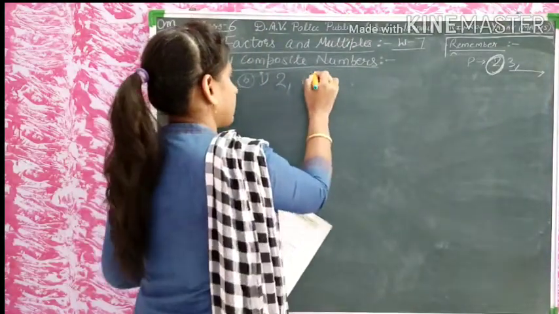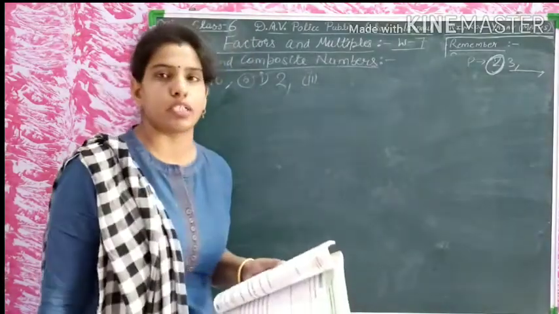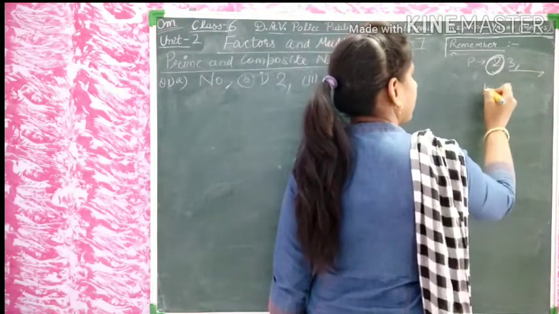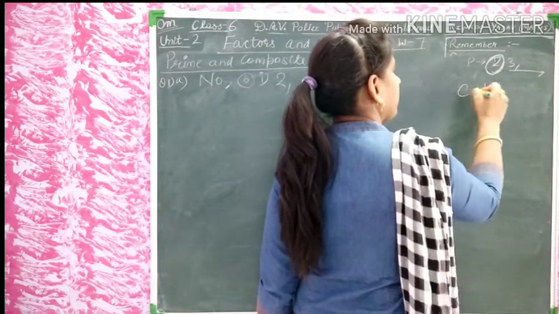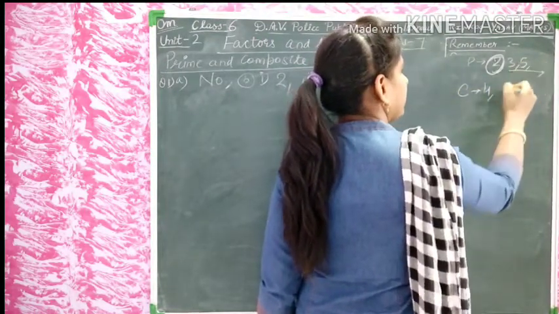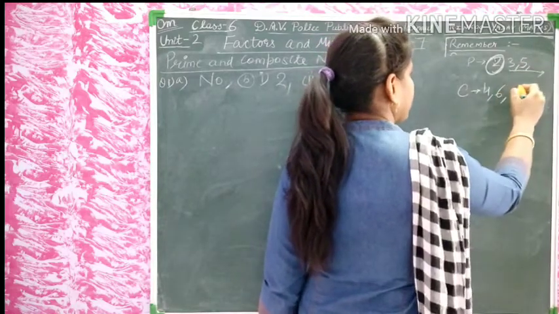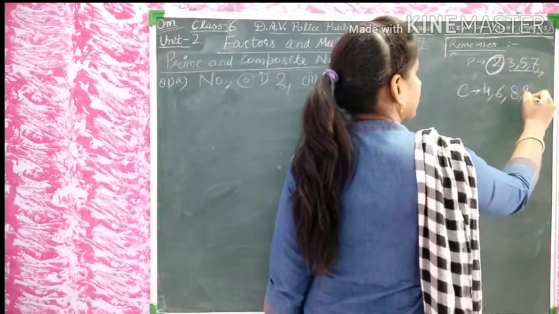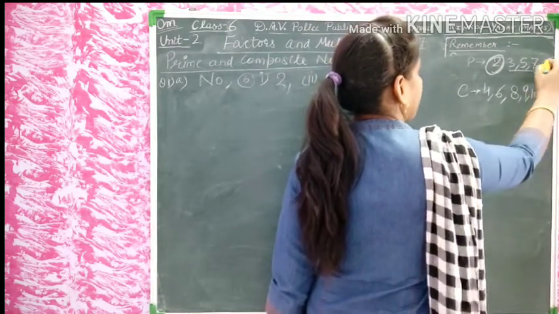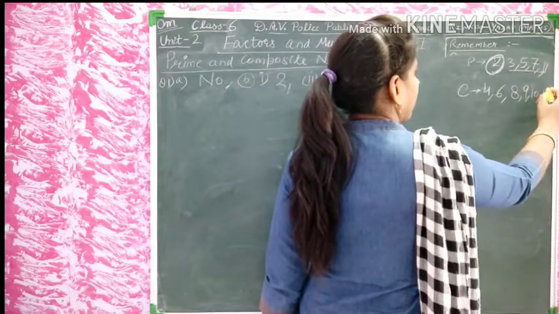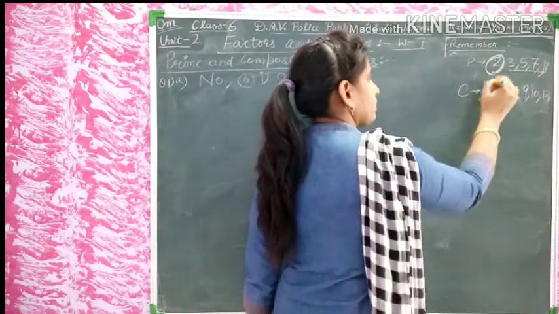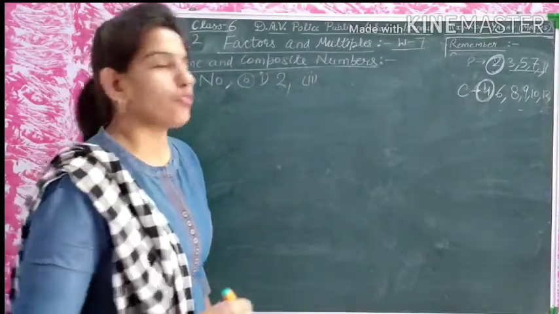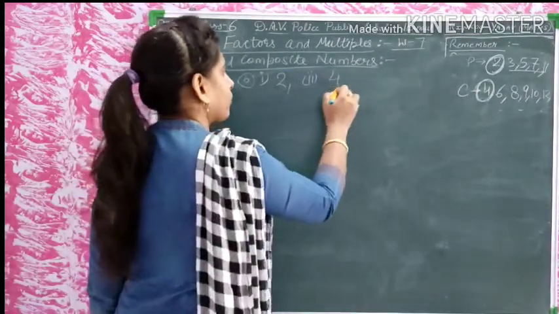Now there is a second part. In the second part, the smallest composite number. Is this a composite number? No. This? No. Next, 4. 4 is a composite number, and 5 is a prime number. 6 is composite, 7 is prime. 8, 9, 10 are composite, 11 is prime. 12 is composite. Do it like this. The smallest composite number is 4.